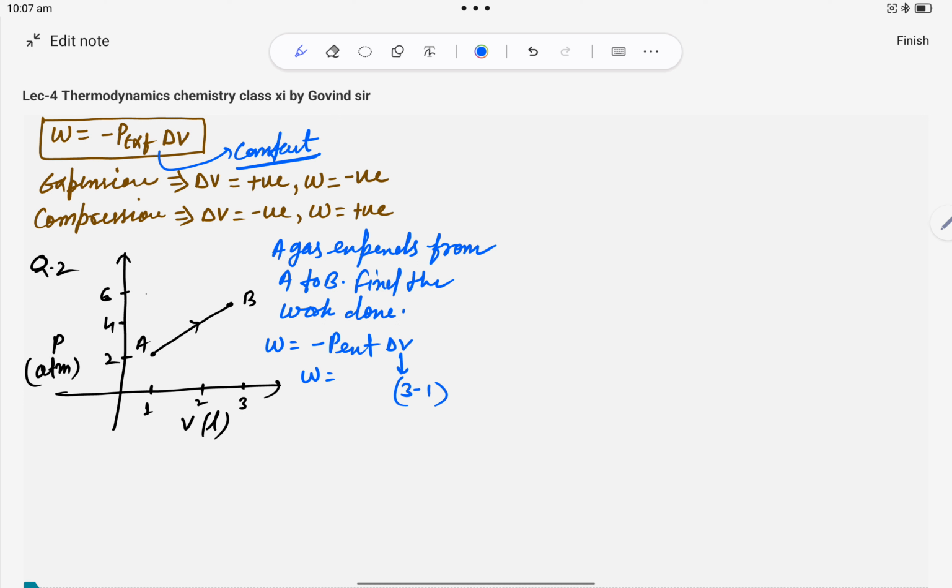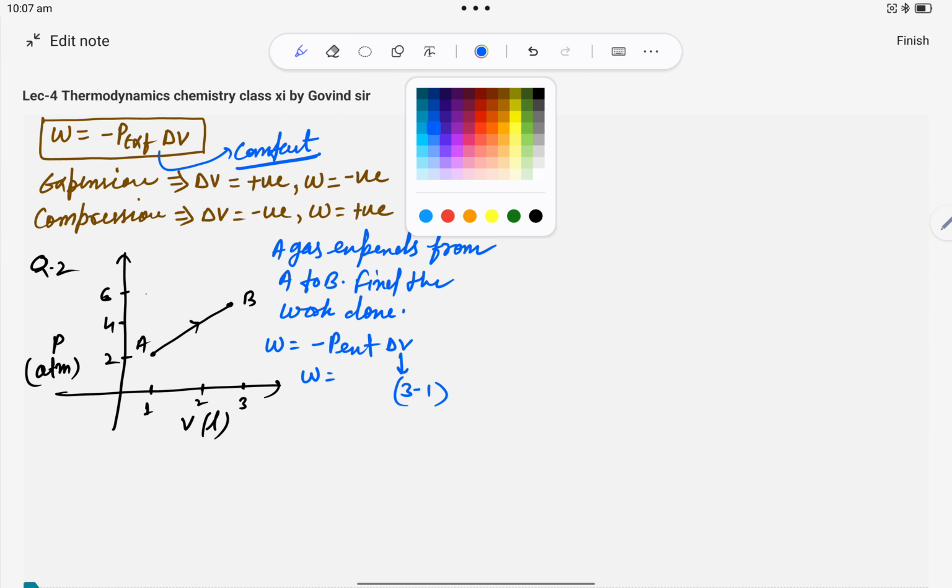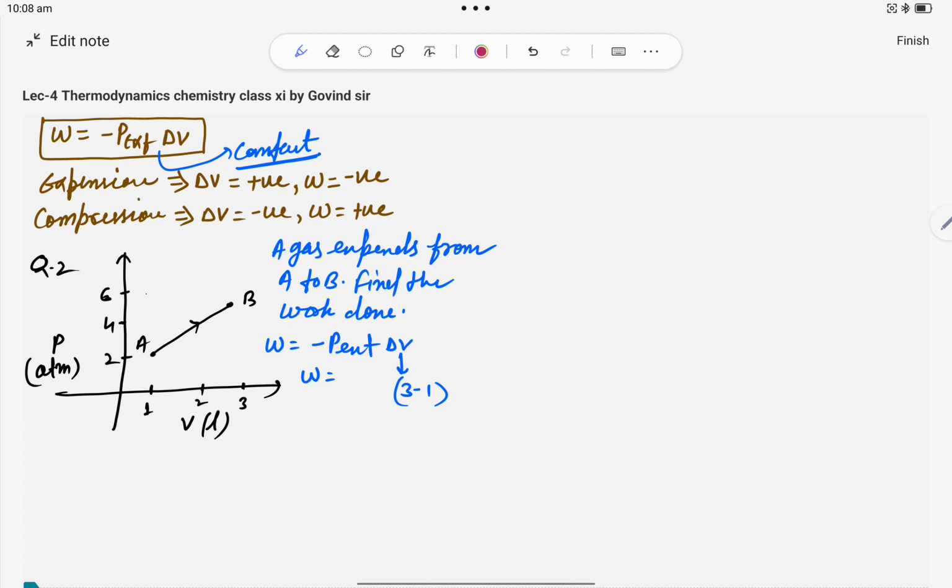But this formula you cannot use, because this formula will work only when pressure is constant. Then how to find, children? How to solve this kind of problem? For that we have to do something. What we have to do? Okay, so check it.